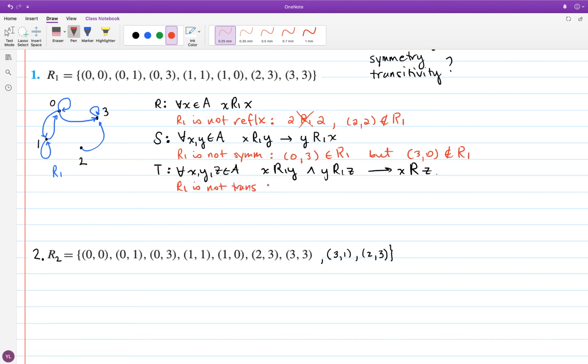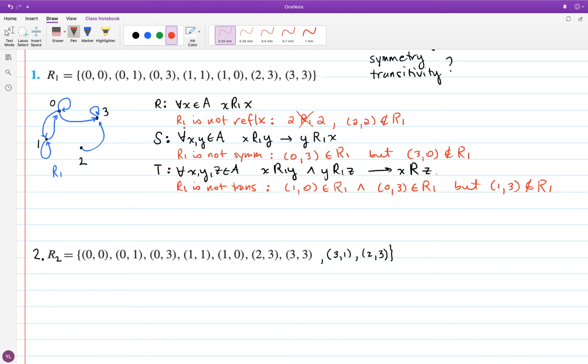Again, breaking transitivity is somewhat like breaking the others. I just need to demonstrate a situation where this part of the conditional is true and yet the conclusion is false. So I'm going to go ahead and do 1, 0, and 3. Note that (1, 0) is in R1 and (0, 3) is in R1, but (1, 3) is not in R1. Okay, there you have it. This relation is not reflexive, not symmetric, and it's not transitive either.